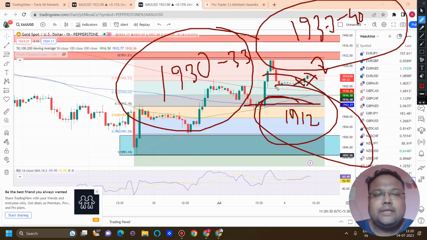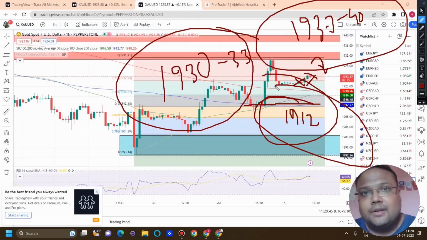So 1912 is the only support for the market right now. By tomorrow, or the day after tomorrow, when things are normal, then obviously 1912 will be under danger. But right now, 1912 is a major support. The levels change from market to market. It all depends on the volume and volatility.